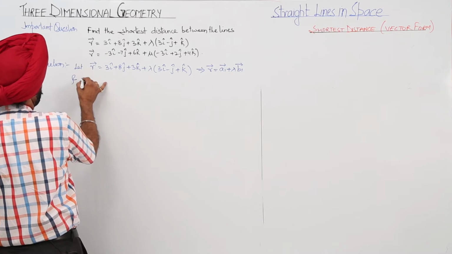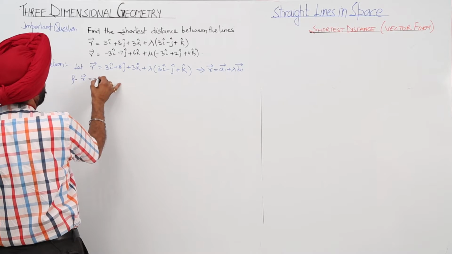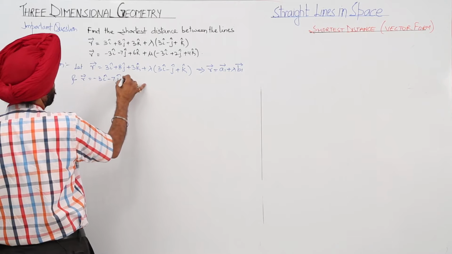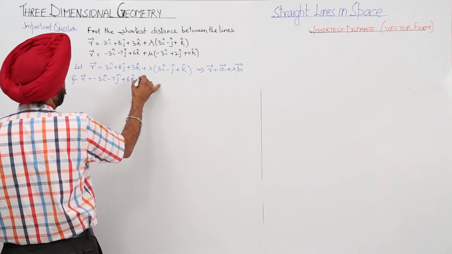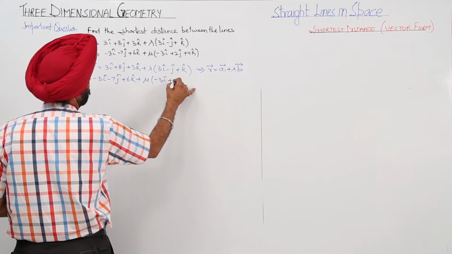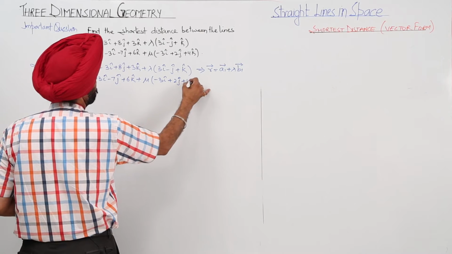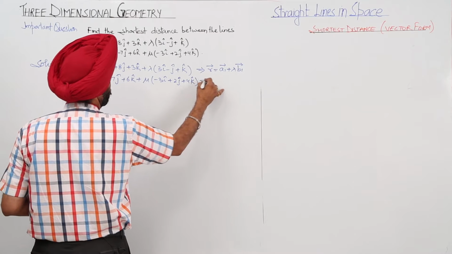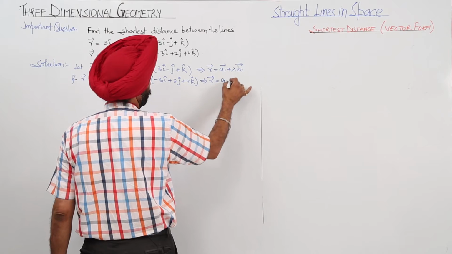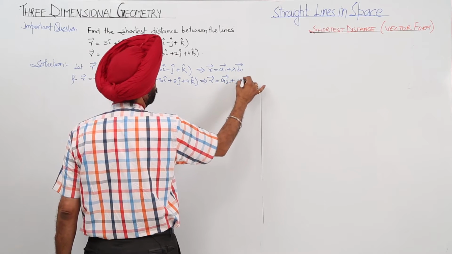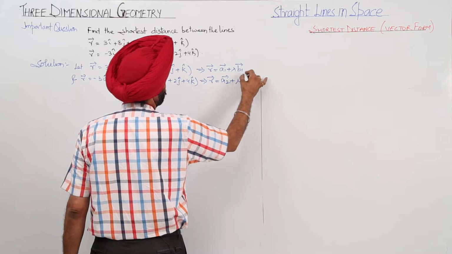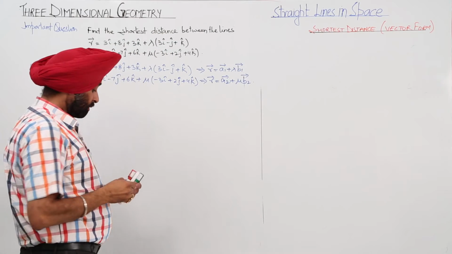And vector r is equal to negative 3 i cap minus negative 7 j cap plus 6 k cap plus mu times, plus 4 k cap, and let this be represented by vector a2 plus mu vector b2.